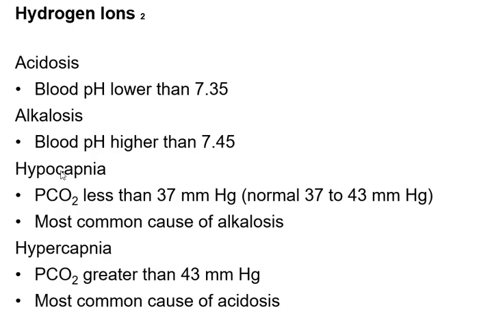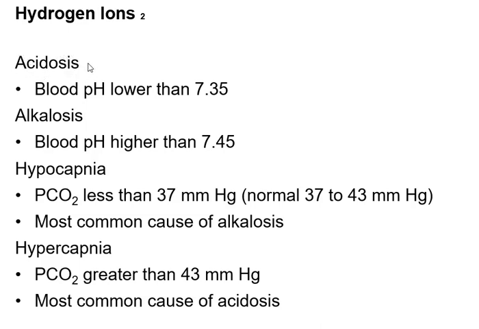Hypocapnia has to do with hypo, which is not enough. So if your carbon dioxide level drops below 37, then we say you have hypocapnia. And if you're over 43, then we say you have hypercapnia. So you have a little bit more of a range there that you can tolerate with the CO2 than you can with the pH.